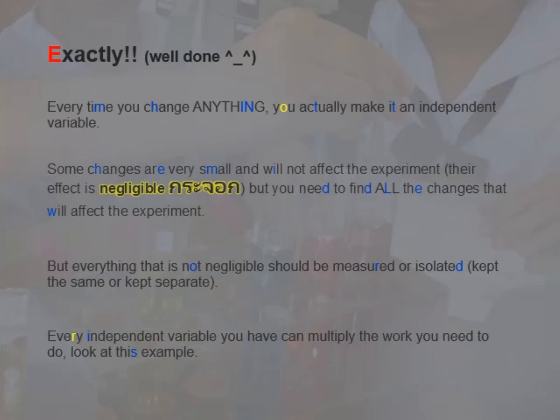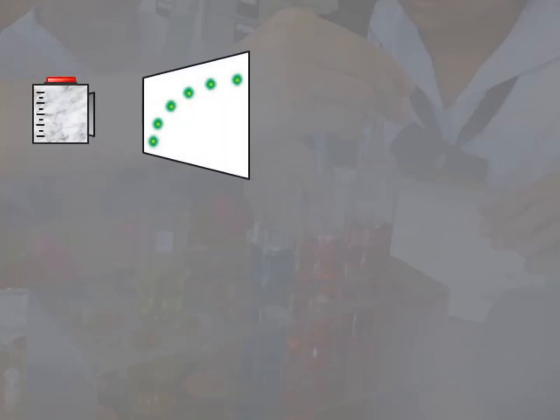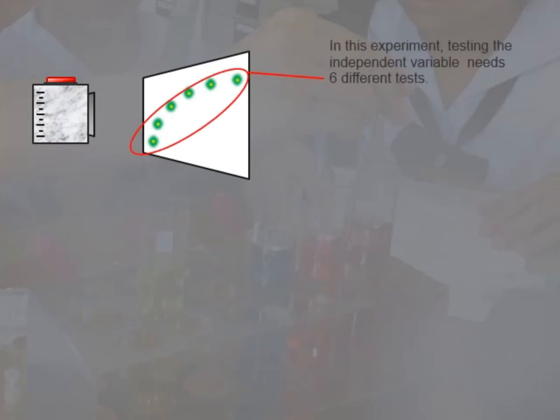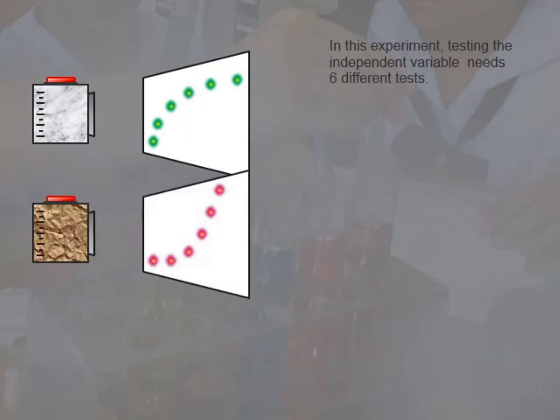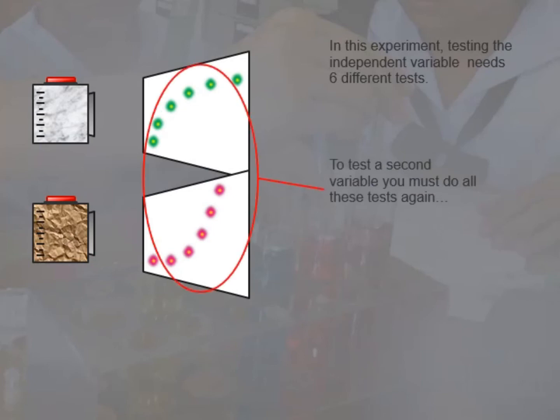Every independent variable that you use will multiply the work that you need to do, and this is where it gets a little bit complicated. Here's our first set of control variables, our white magic box, and this is the data that we got, the set of green dots. This was 6 different tests. We changed our slider to 6 different places, and that's the data we got. And then we have a different set of variables, and they provide a different set of data. That is 6 more tests. So now we have 12 tests we need to do.